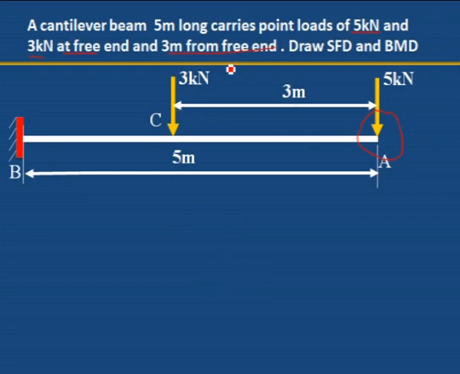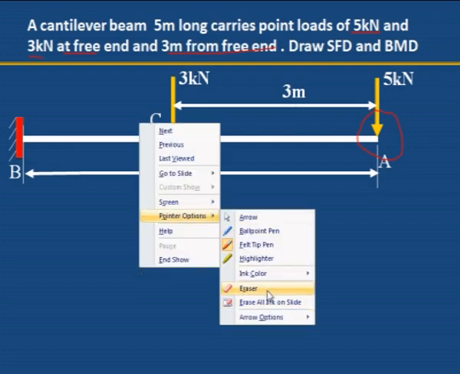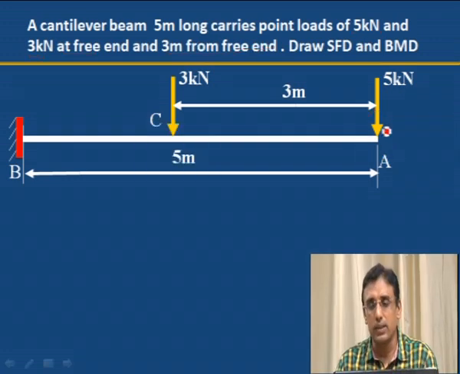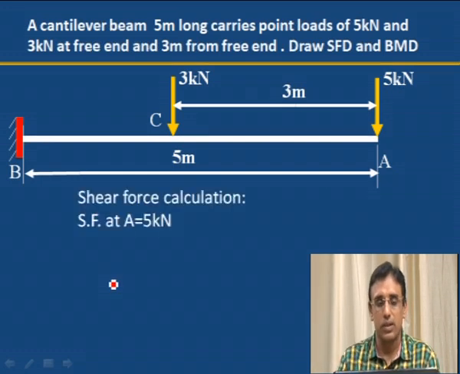Then this is the drawing and you have to mark the salient points. A is the point of one point load, and the second point B is the fixed end. C is the point where another point load is acting. 5 kilonewton and 3 kilonewton, 2 point loads are acting on this cantilever beam. Let us calculate the shear force.